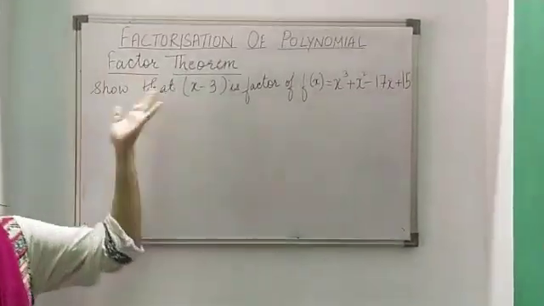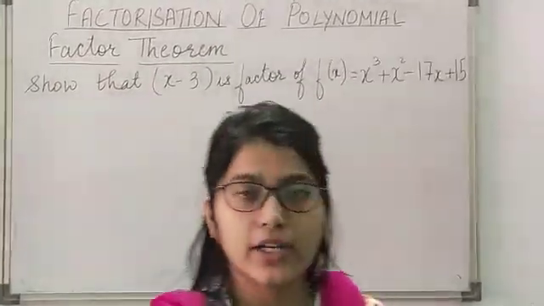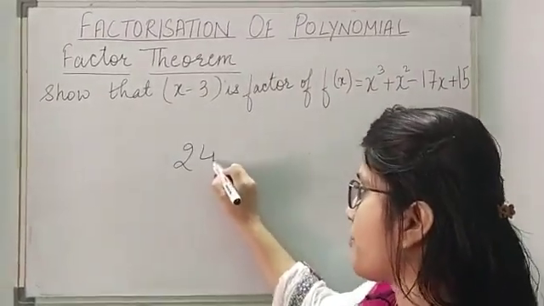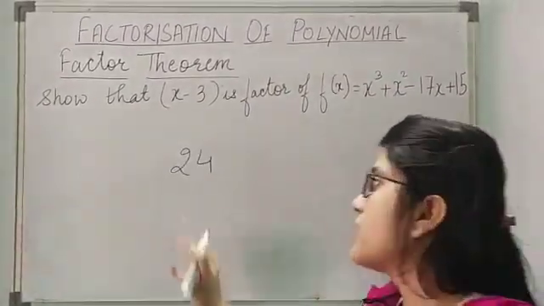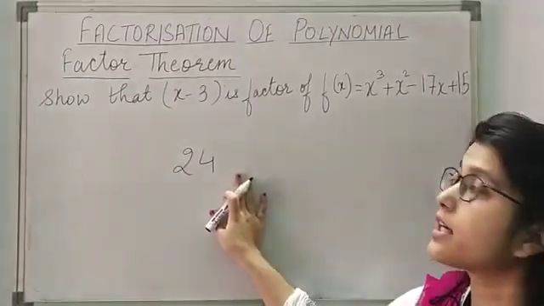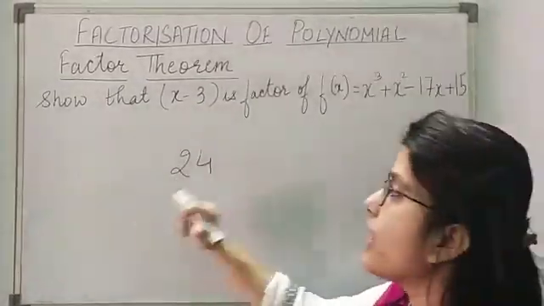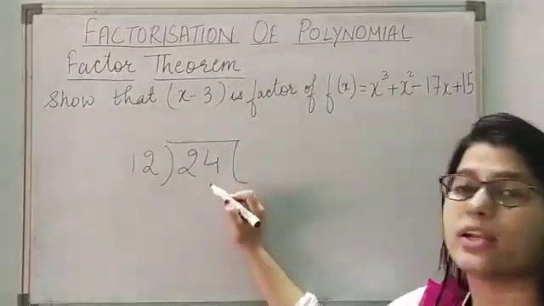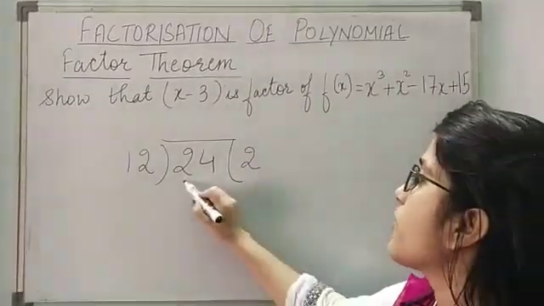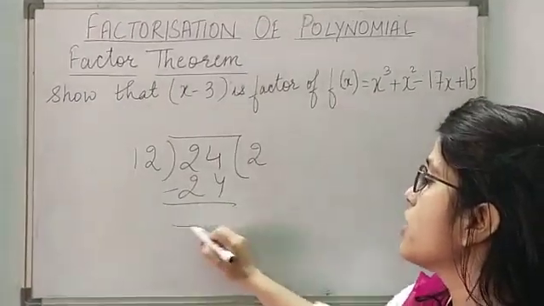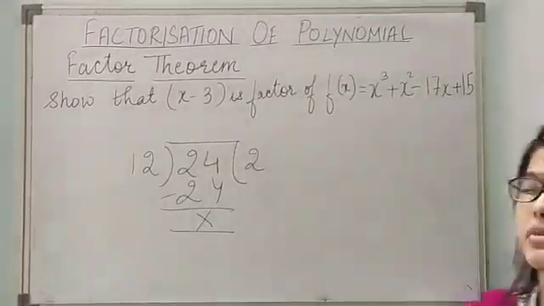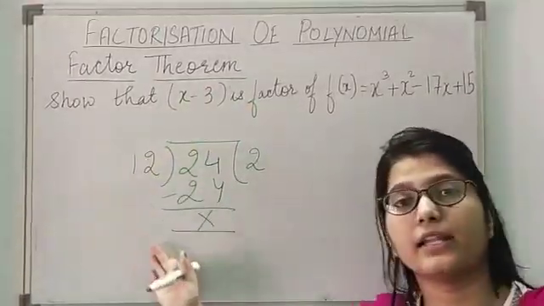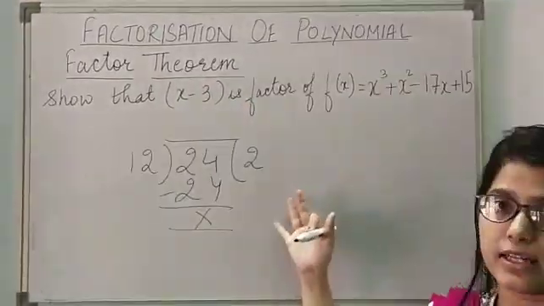Okay, so now this is the factor theorem. Factors we have already done in the previous classes. Factor means, for example, if I take 24 and I say that 12 is a factor of 24, it means 12 twos are 24, so the remainder will be 0. We will not get any remainder. It will completely divide that number. That means it is a factor.